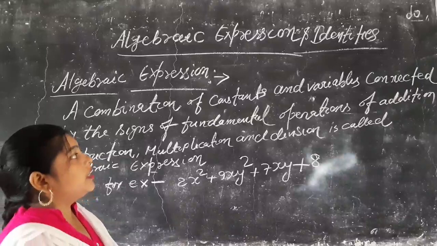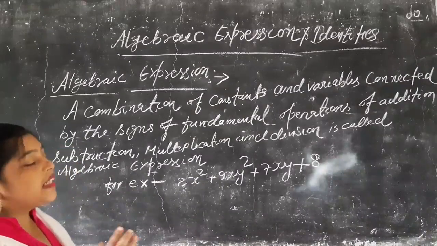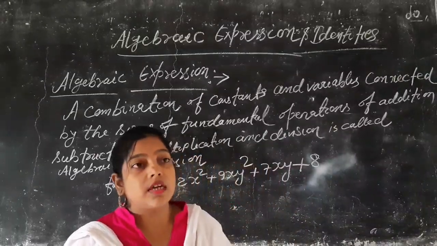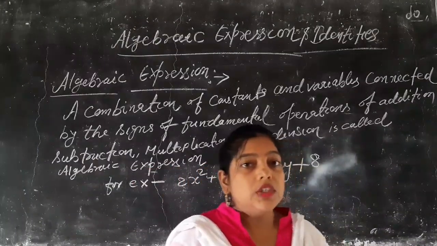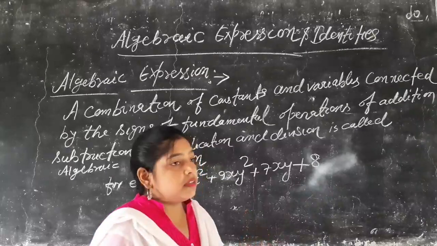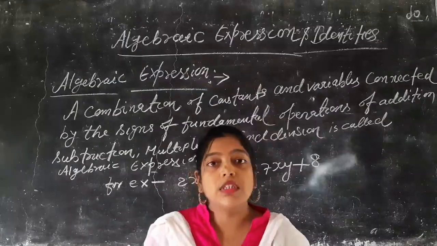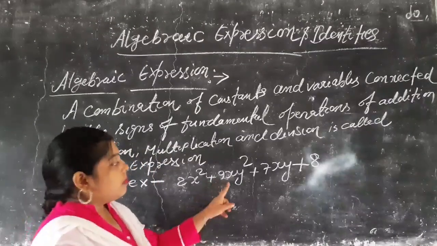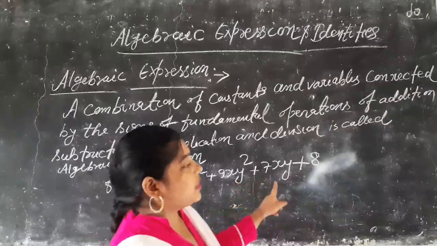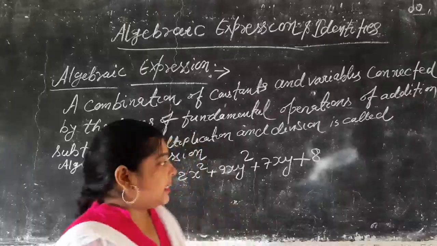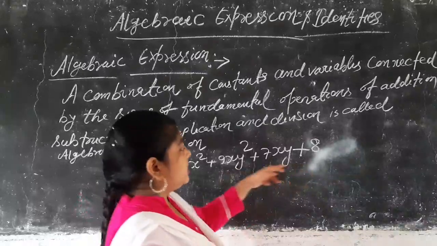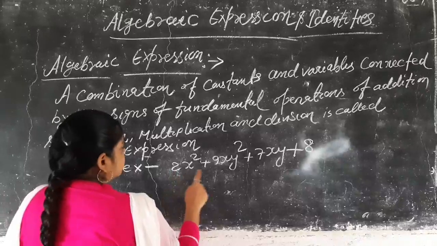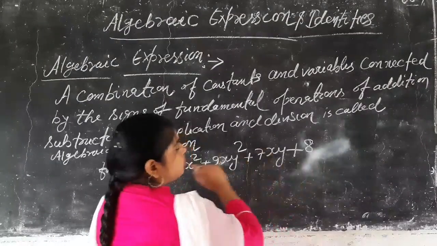An algebraic expression contains variables connected by the fundamental operations: multiplication, addition, subtraction and division. Algebraic expressions have terms. For example, we write 2x square plus 9xy square plus 7xy plus 8. In this example, all of these are terms: the first, second, third and fourth terms.